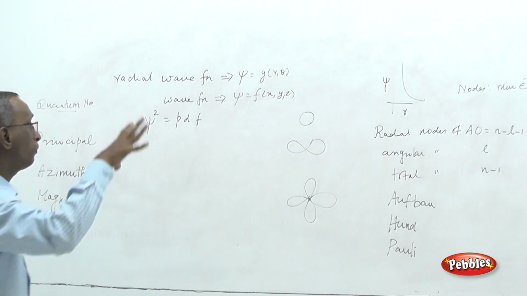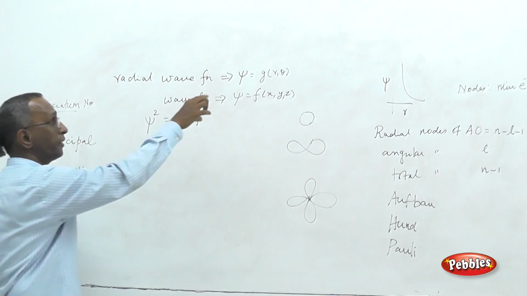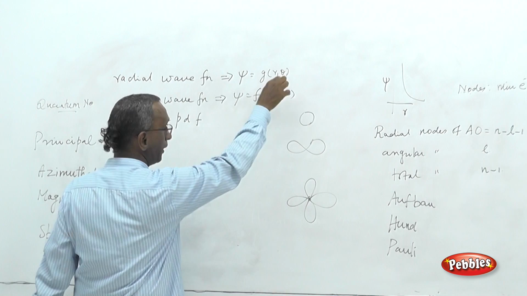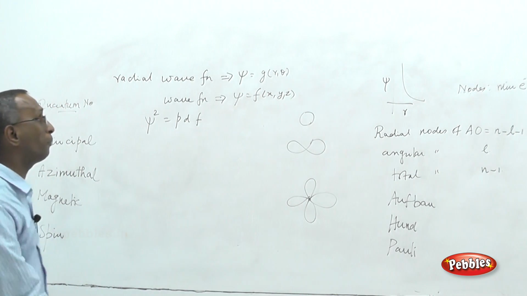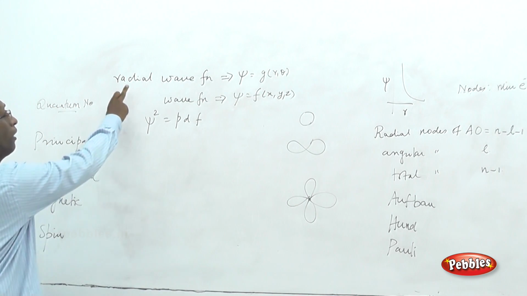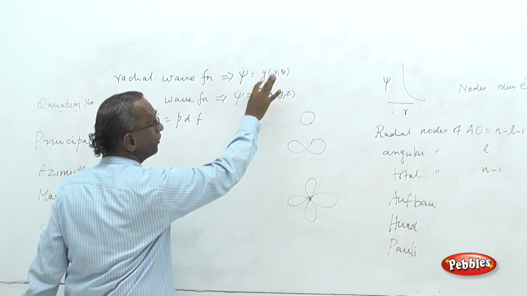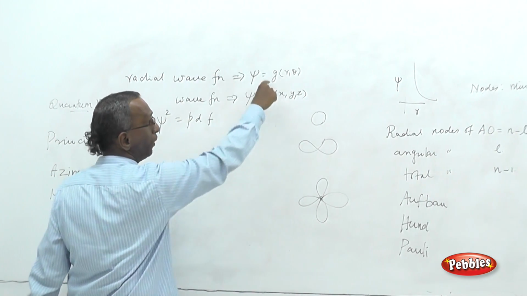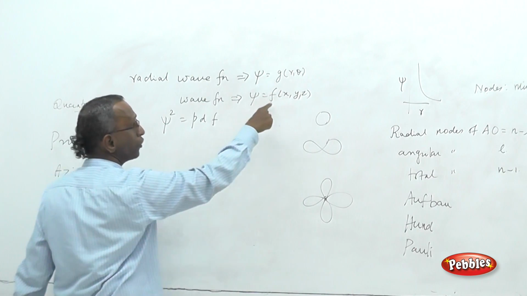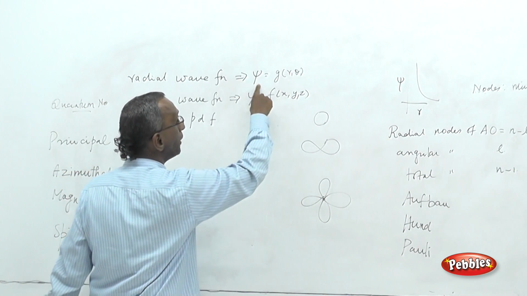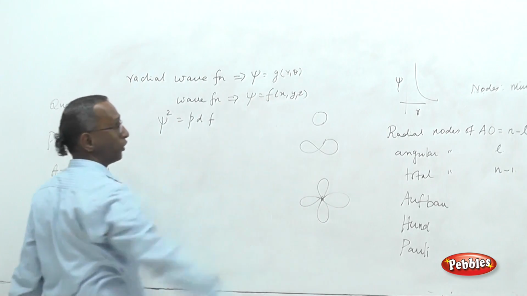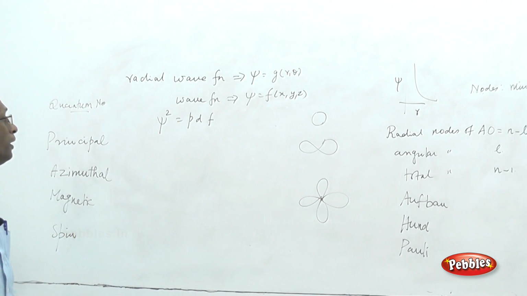If the position of electron is represented in terms of radius and angle from the origin or baseline, it is represented as radial wave function. Radial wave function is also a function, but the functions are not the same. That is why two different letters. Psi is a function of x, y, z, whereas the radial function is a function g of r and theta.